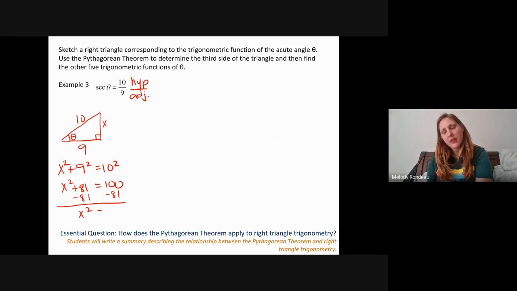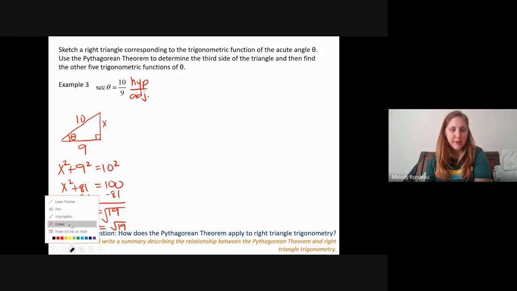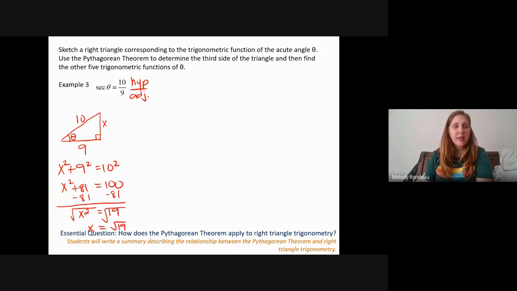I get x squared equals, what is that, 19, I think. And then square root both sides. And I get x equals the square root of 19. Again, not super worried about the negative because of our context here. We don't need a negative length of a side of a triangle. All right, so x is square root 19.